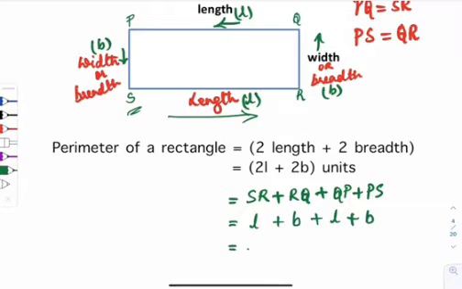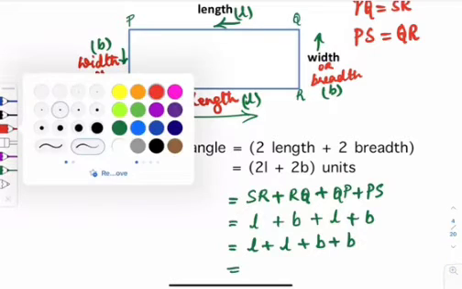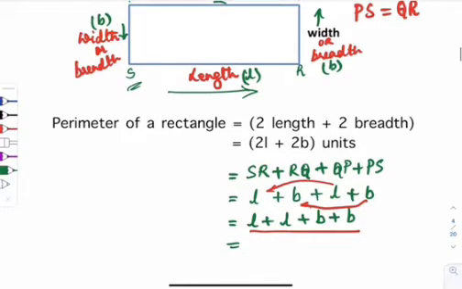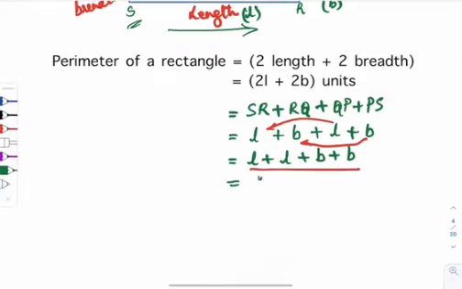Now if we just group all similar units, we have L plus B plus B. Correct, children? I am just bringing this B together and L together. That's all. Right? Did you understand? That is how we get this. Now what is L plus L? It is 2L. Correct? Then what is B plus B? Again it is 2B.